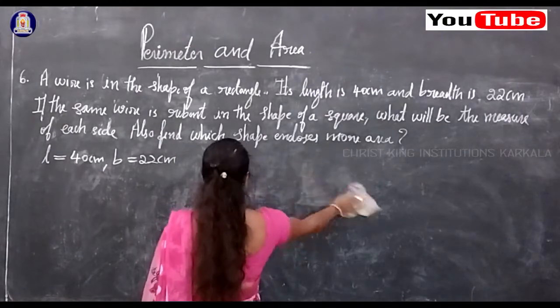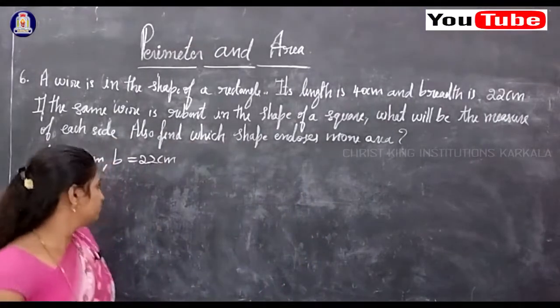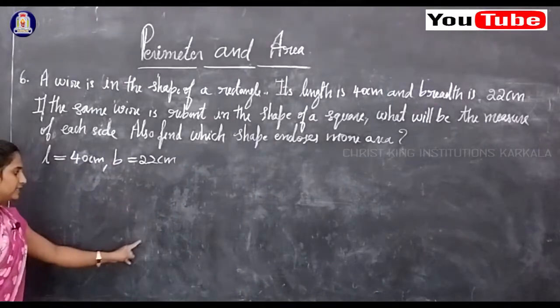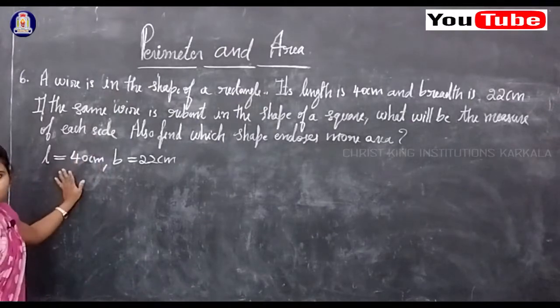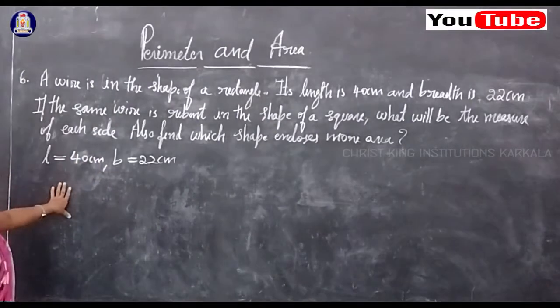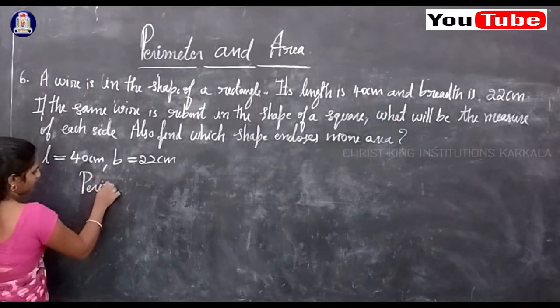Okay, now you have to use the perimeter formula. Why? Because the wire's length and breadth are not given, and the area is not given either. Only the perimeter is given. So by using the perimeter formula we can find this answer.